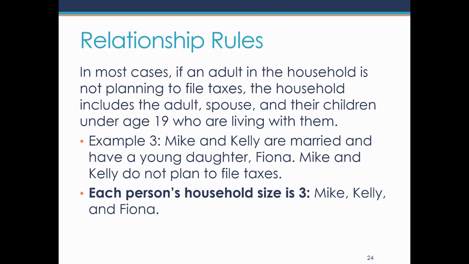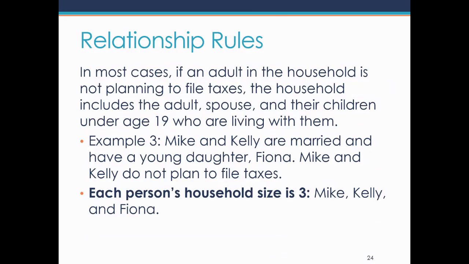Mike and Kelly are married and have a young daughter, Fiona. Mike and Kelly do not plan to file taxes. So using our handout, let's use Mike as the target. First, we ask ourselves if Mike is planning to file taxes, and he is not. So we see that if no, go to step 3 and ask, is anyone else claiming Mike as a tax dependent? And the answer again is no. Nobody else is claiming Mike as a tax dependent.